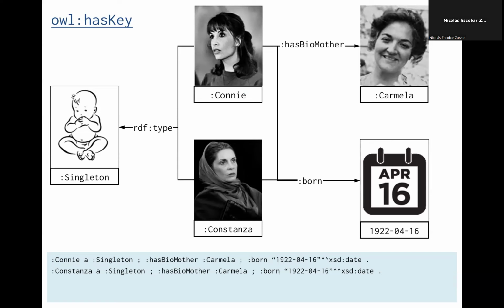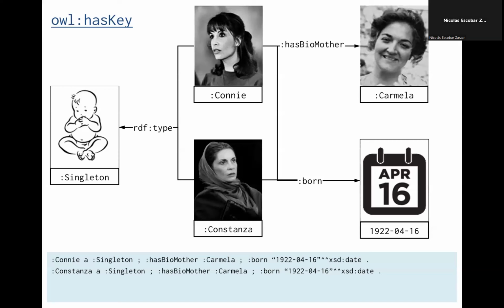So in this case, we have Connie has biological mother Carmela. Connie was born on this date, and we have Constanza has biological mother Carmela, and Constanza was born on this date. So we could say that all entities have as a key has biological mother and born. So the date they were born on and their biological mother should be enough to identify all entities except for twins.